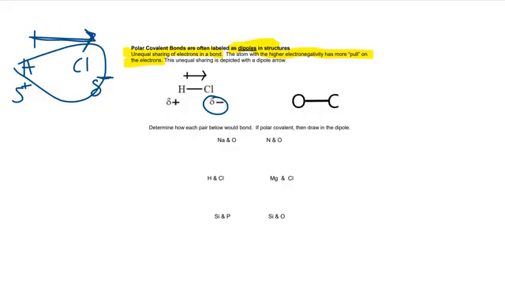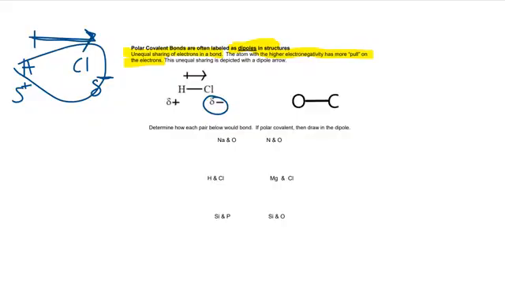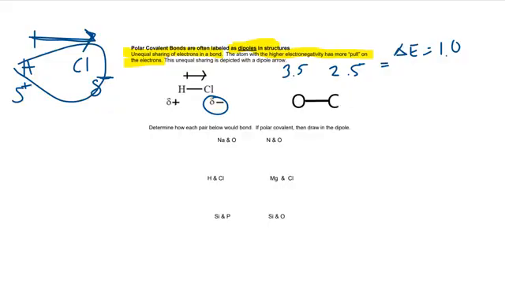So we already did, so here's HCl. Now let's look at O and C. So again, if we go back and look at oxygen and carbon, oxygen was 3.5 and carbon is 2.5. If we subtract those two, we get a delta E of 1.0. And we know that, again, coming back here, anything between 0.41 and 1.6 is polar covalent.